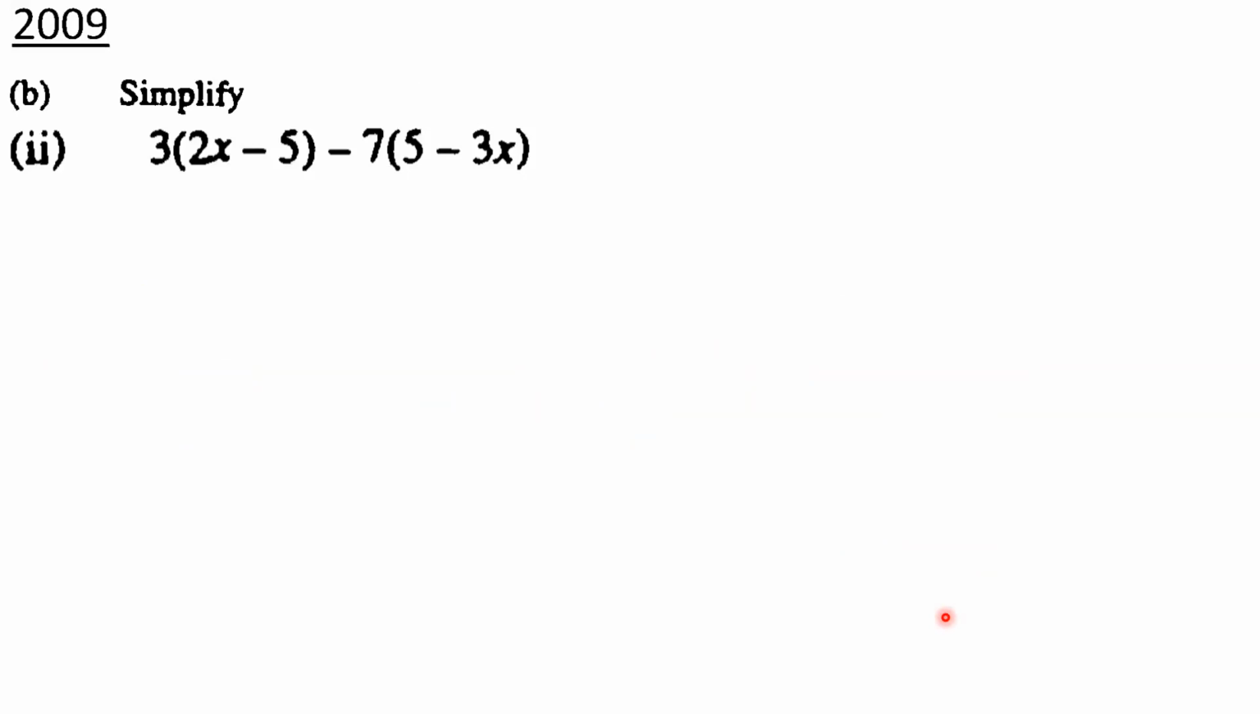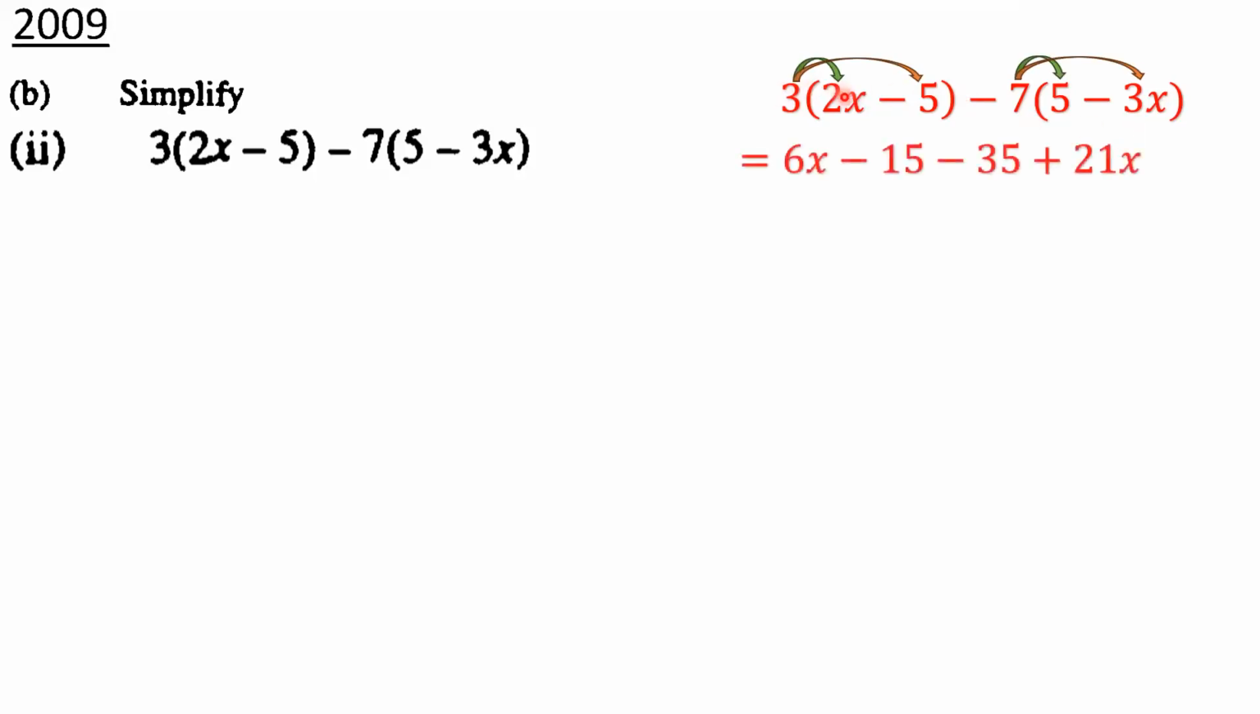Here we have 3 open bracket 2x minus 5, close bracket, times open bracket x minus 7, multiplied by 5 minus 3x. The first thing we're going to do is distribute. So we have 3 times 2x, which is going to be 6x, and 3 times negative 5 is negative 15. And we take negative 7 multiplied by 5, which is going to be negative 35, and negative 7 multiplied by negative 3x is going to be positive 21x.